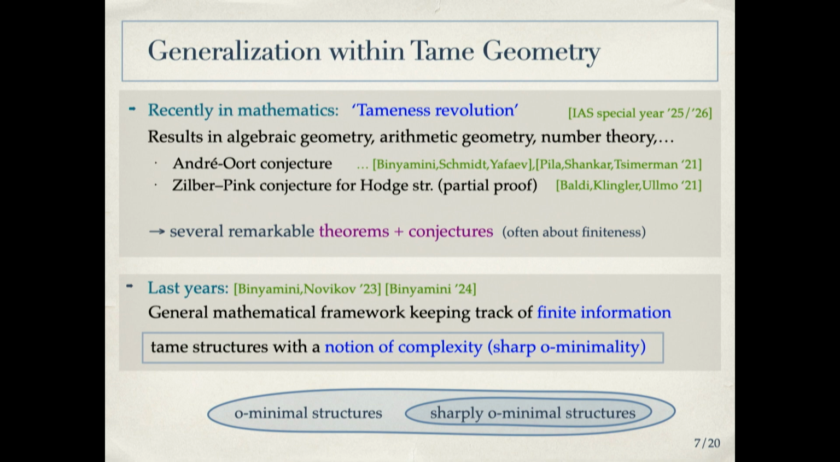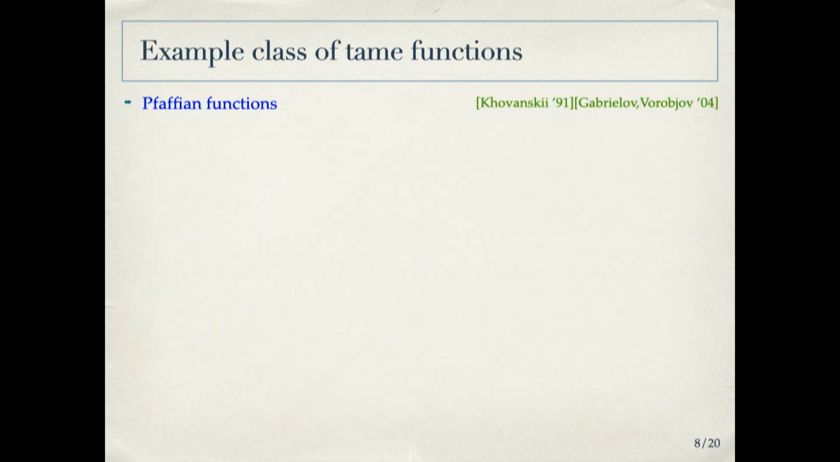Furthermore, only last year, a general mathematical framework was suggested where we actually keep track of this finiteness by the notion of complexity, okay? And this is now called sharp o-minimality. So there is the set of o-minimal structures, and the ones which have a notion of complexity are a subset. Now, I cannot give you an introduction to this subject because it's quite broad. However, I want to give you an example, a key example class of where this is possible.